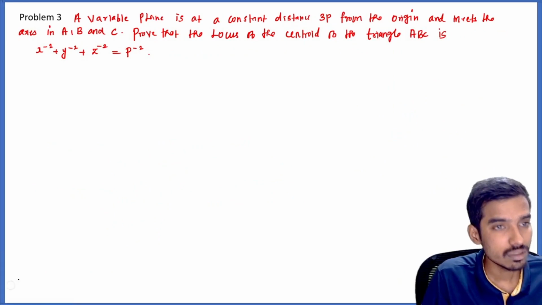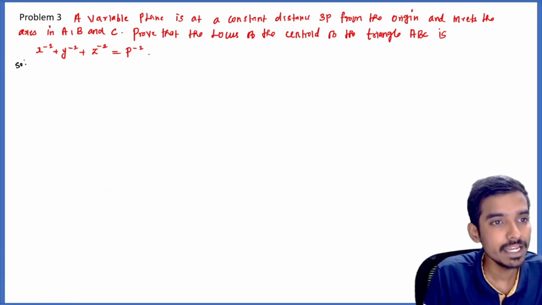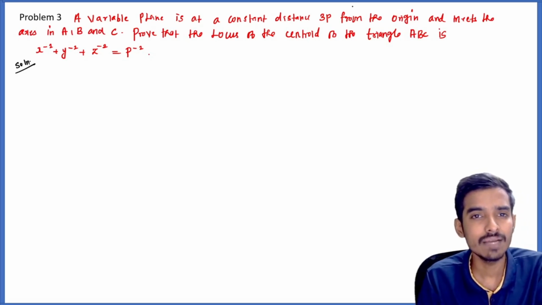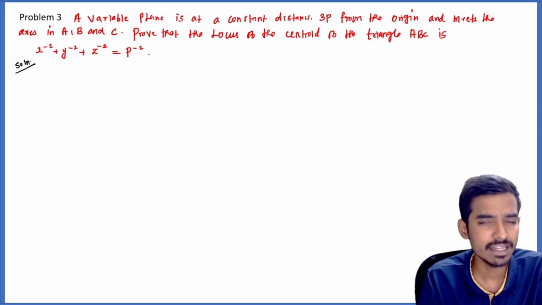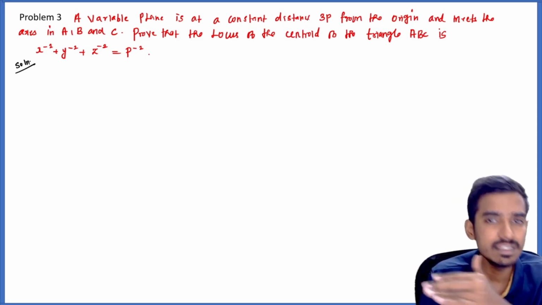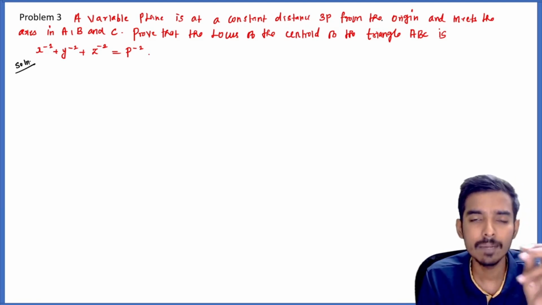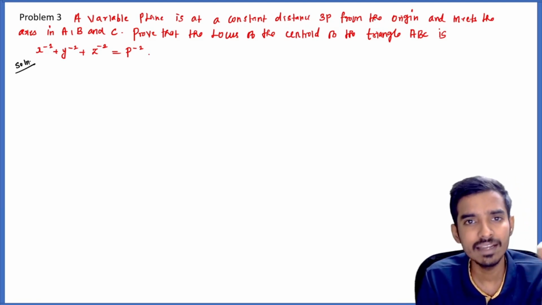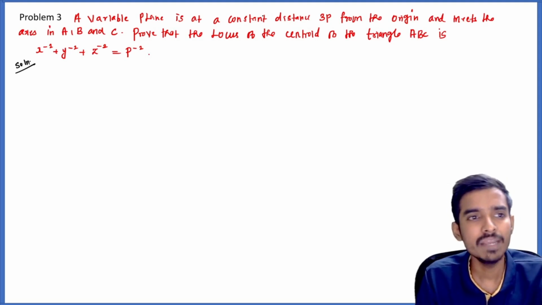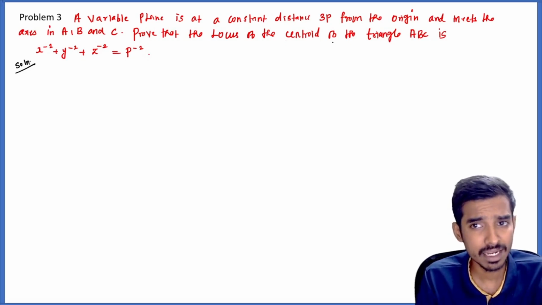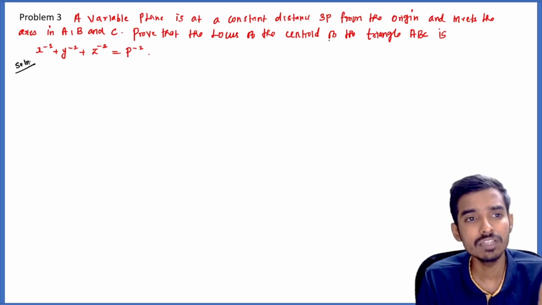So we just go through this. Solution: a variable plane is at a constant distance 3p from the origin. Whenever we say the distance, you just take that as the perpendicular distance. That is, the perpendicular distance from the origin to the plane is 3 times p, and it meets the axes in A, B, and C. Prove that the locus of the centroid of the triangle is x power minus 2 plus y power minus 2 plus z power minus 2 is equal to p power minus 2.